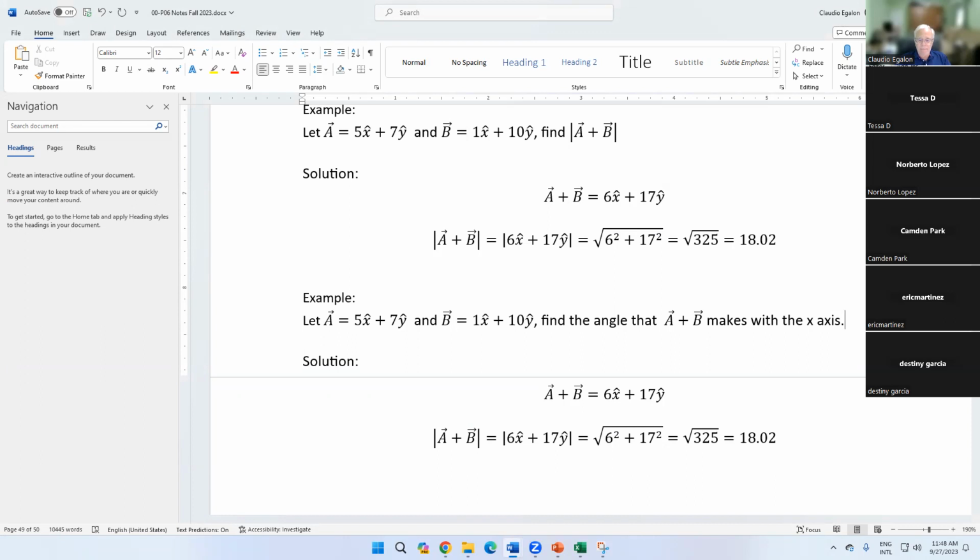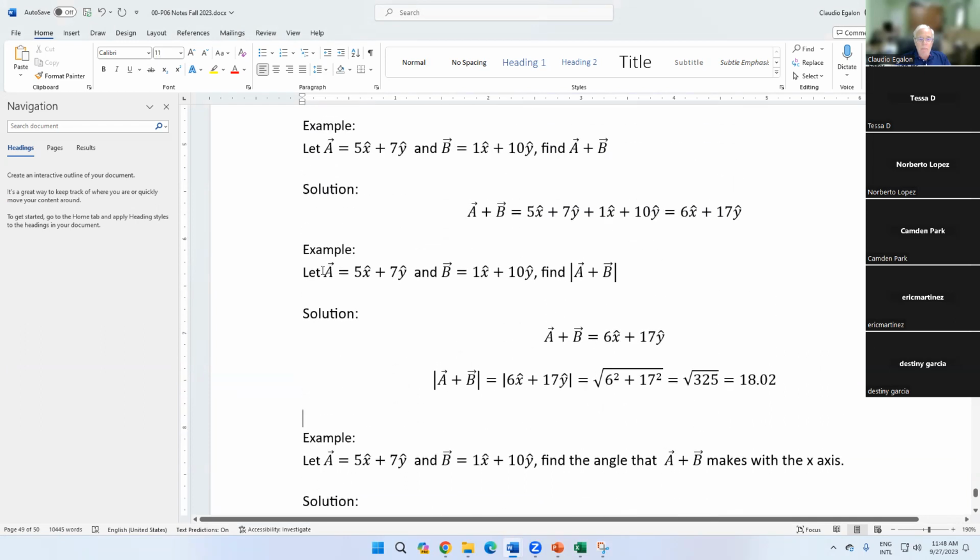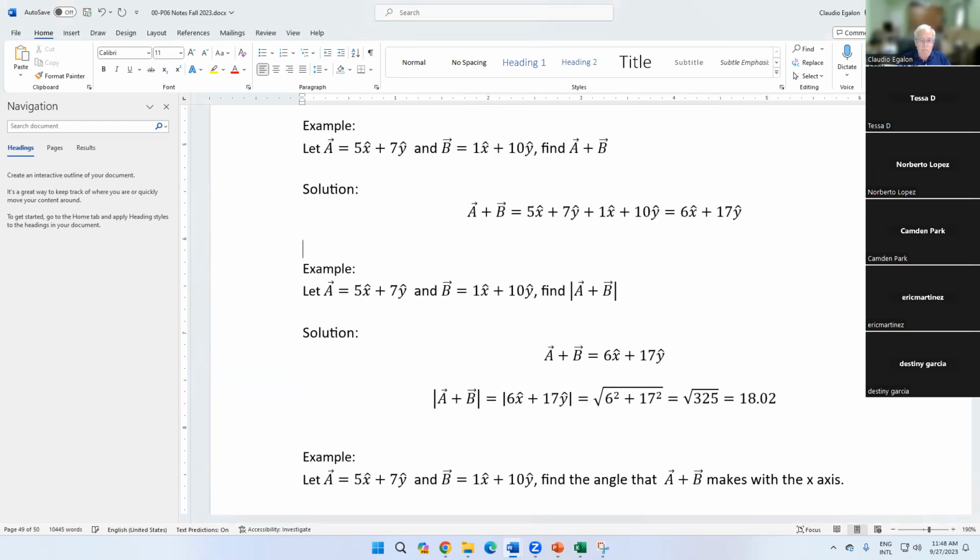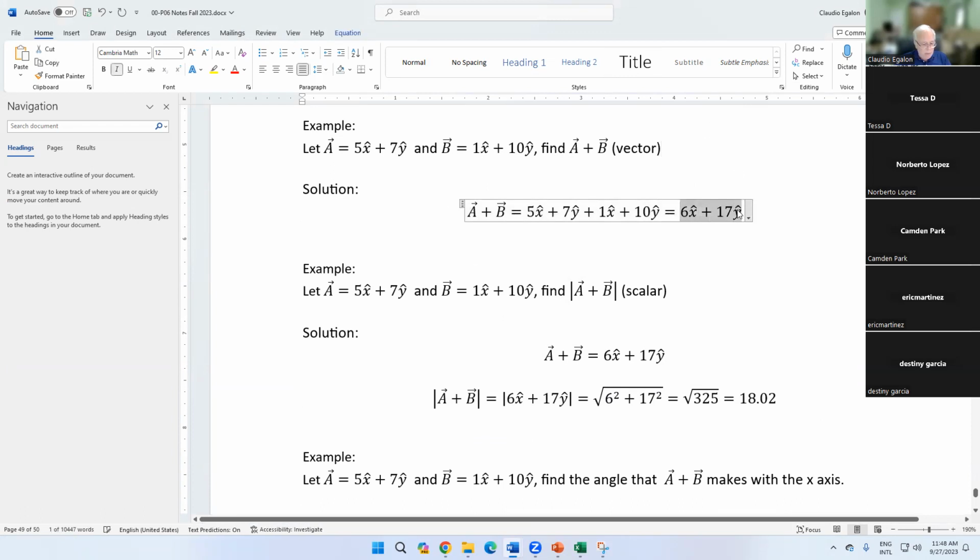Professor, I have a question. What's the difference between example 1 and 2? Number 2 is just the absolute value or something like that? Oh, okay. That's right. Number 2 is a scalar. That's the difference here. Number 2 is a scalar. This one here is a vector. Do you see the final answer here? I'm going to boldface it. There's a difference between those two. Look at the magnitude here.